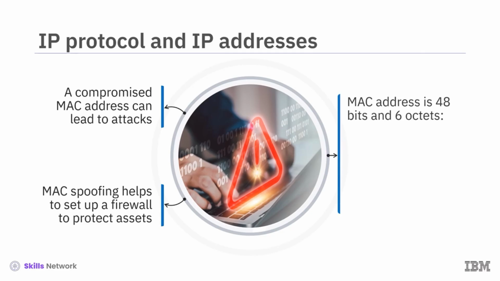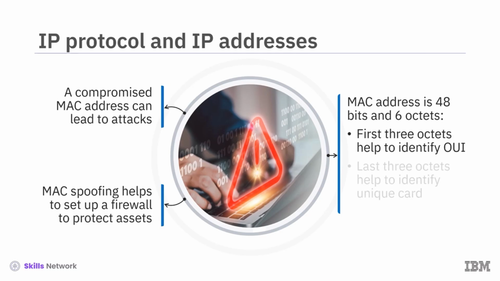Usually, the MAC address is 48 bits long, or a string of 48 ones and zeros, divided into 6 octets or 6 groups of 8 bits each. The first 3 octets are reserved to identify the manufacturer of the NIC and are called the Organizationally Unique Identifier, OUI. The last 3 octets are used by the manufacturer to identify each unique card.